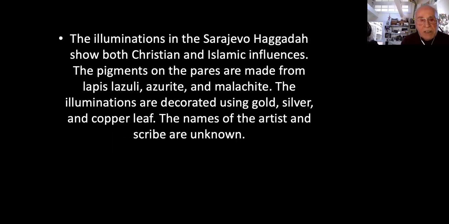The illuminations of the Sarajevo Haggadah show both Christian and Islamic influences. The pigments on the pages, I guess, are made from lapis lazuli, azurite, malachite. The illuminations are decorated using gold, silver, and copper leaf. The names of the artist and scribes are unknown.